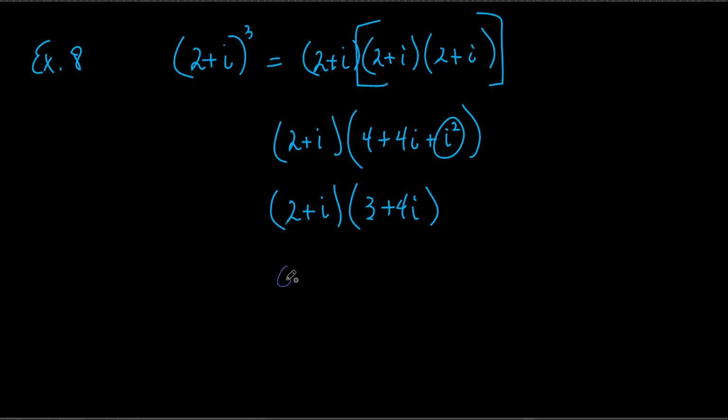2 times 3 is 6. Outside, let's do it together. Outside is 8I. Inside is 3I. What's 8I plus 3I? 11I plus what? 4I squared. 4I squared is the same thing as negative 4. 6 minus 4 is 2 plus 11I.